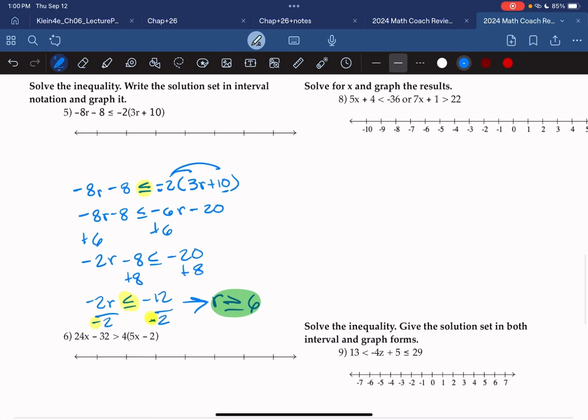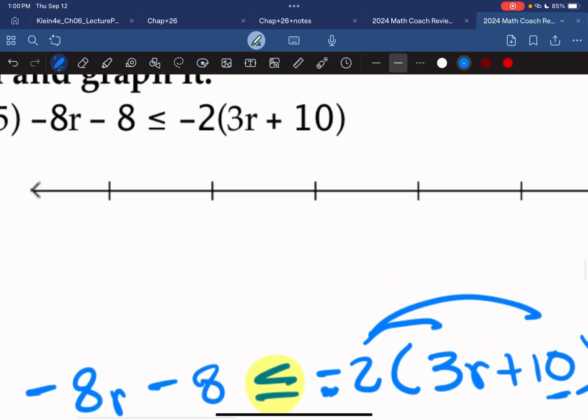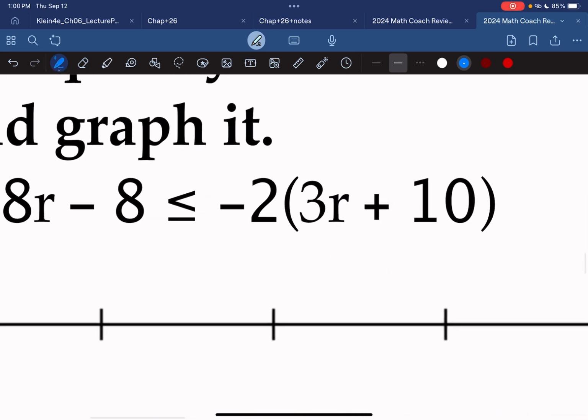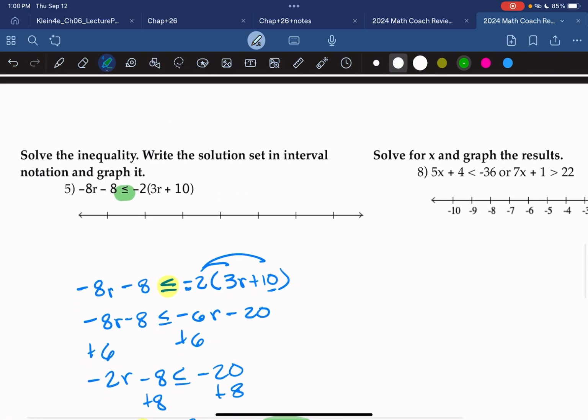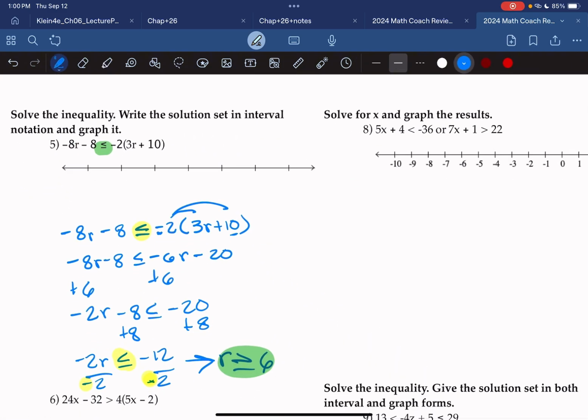But we also have to write it in set interval notation. So since this has an or equal to, like a little line under it, it has to be in a bracket. The beginning has to be in a bracket. The answer you got, your x, or in this case your r. So that would be bracket 6, comma, positive infinity, parentheses.